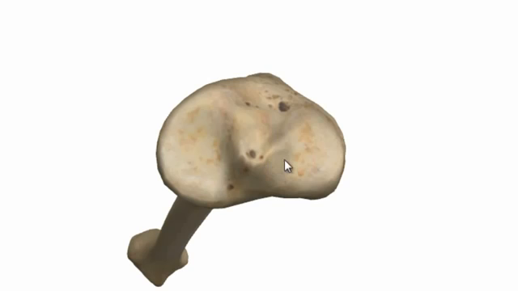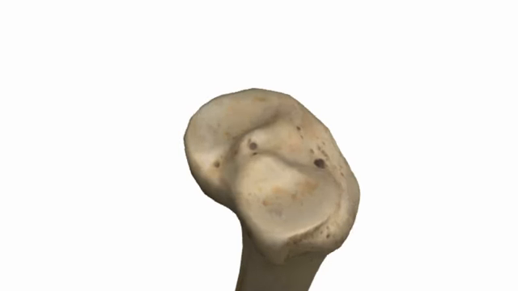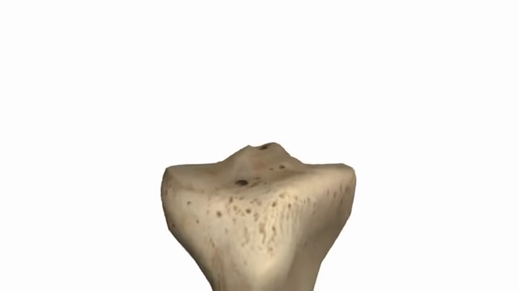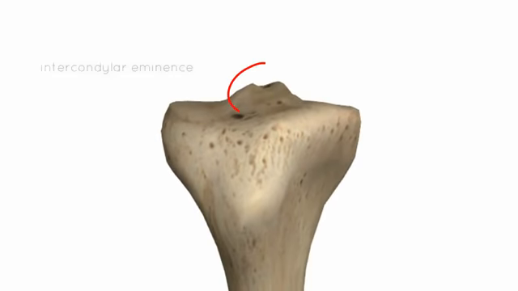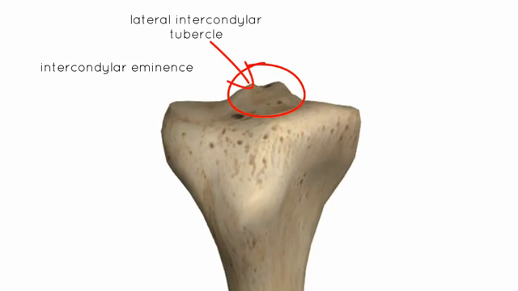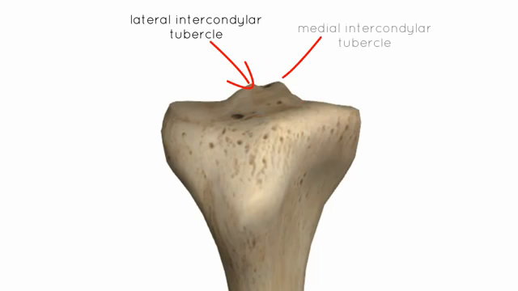This whole superior surface is referred to as the tibial plateau. It consists of the articular surfaces of the tibial condyles and this intercondylar region. So that's the tibial plateau. If I rotate the model around a little bit, you can see there's this eminence, this protuberance of bone. This is the intercondylar eminence, and laterally we've got the lateral intercondylar tubercle, and medially we've got the medial intercondylar tubercle.